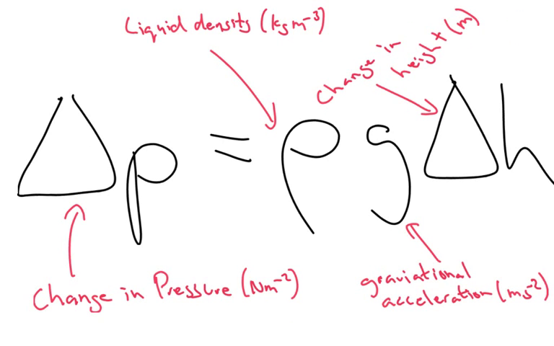Okay, next one, we've got change in pressure is equal to the density, rho, of our liquid times by gravitational acceleration times by delta h, which is a change in height. The change in pressure is in newtons per meter squared, liquid density is in kilograms per meter cubed, and change in height is in meters. Oh, and gravitational acceleration is meters per second squared.